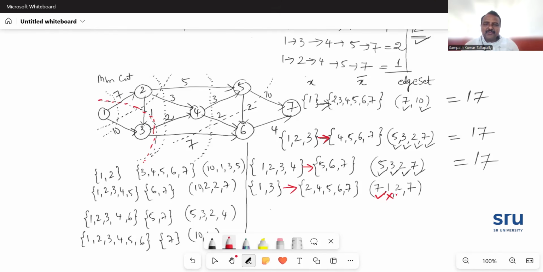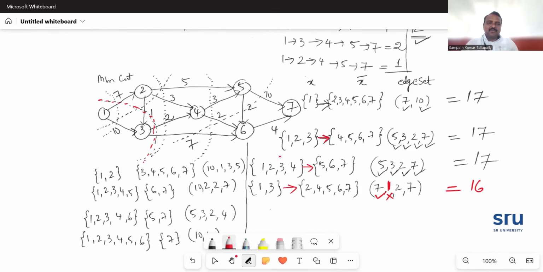Now we'll take this 2. Where do we have my 2? 2 is from 3 to 4. Okay, done. Where is my 7? 7 is from 3 to 6. So 7 and 7, 14. 14 plus 2 is 16. And we are not going to consider this 1. Why? Because this 1 is a value from x bar to x, which is not accepted. So we are not going to consider this one. So the value will be equal to 16 only.